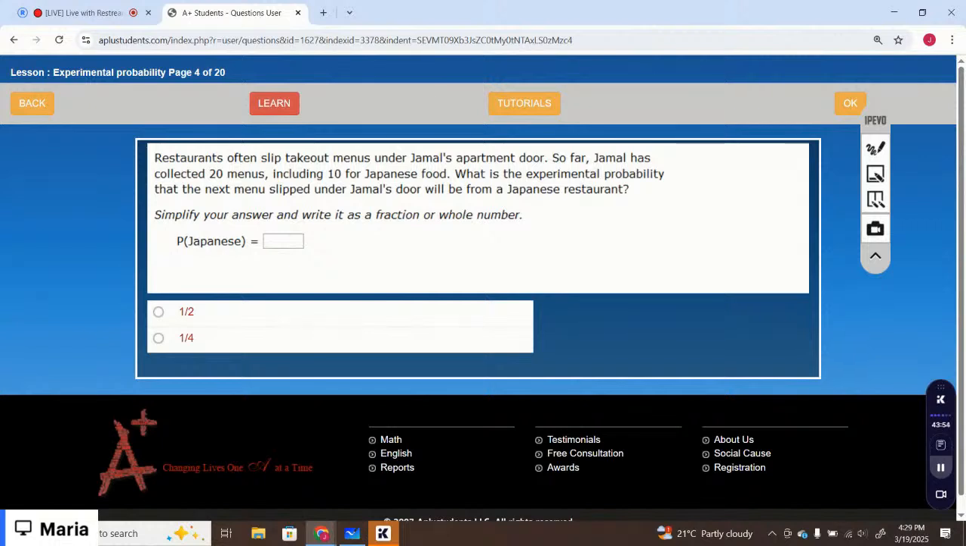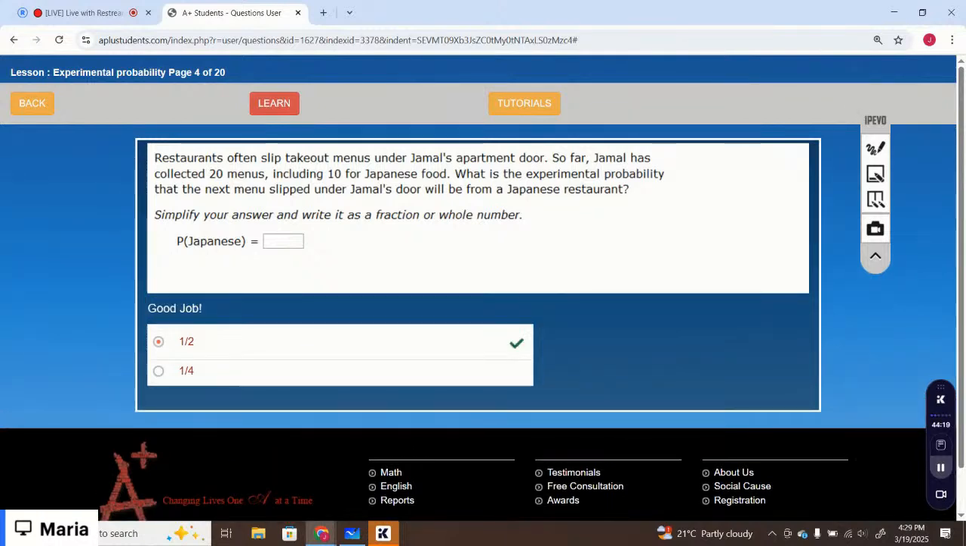Restaurants often slip takeout menus under Jamal's apartment door. So far, Jamal has collected 20 menus, including 10 of the Japanese food. What is the experimental probability that the next menu slipped under Jamal's door will be from a Japanese restaurant? That is 1 by 2. Option number 1 is the correct option.